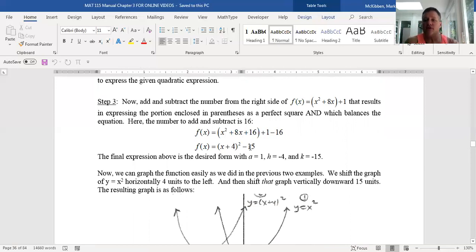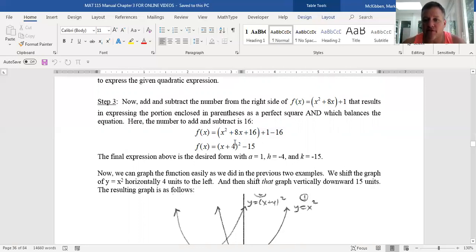All right, so now we have it in the right form. The coefficient out in front is 1. This guy, if you have an x plus 4 in there, I can always write it as x minus a negative of that guy, if you want to think about what the vertex is. And then the minus 15 is k.